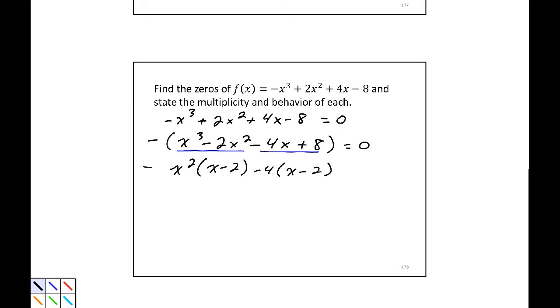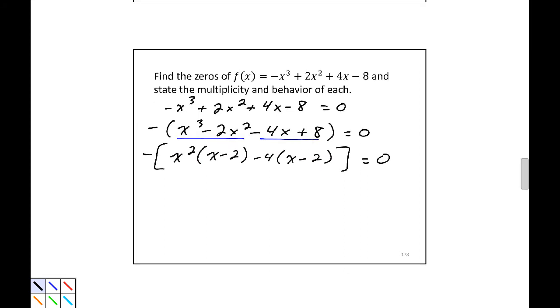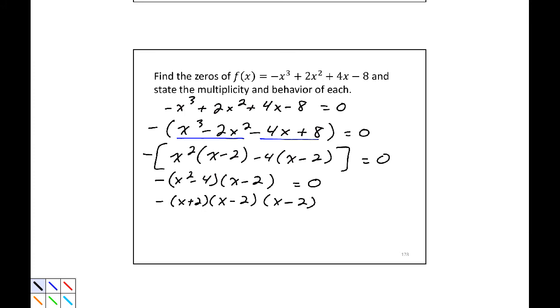And I'm going to leave that minus sign out here for a little while. Leave it factored out. Now, factoring by grouping, this would be x squared minus 4 times x minus 2. Bring down our minus sign, equals 0. And then x squared minus 4 factors as x plus 2, x minus 2. Then we have that other x minus 2. That equals 0.